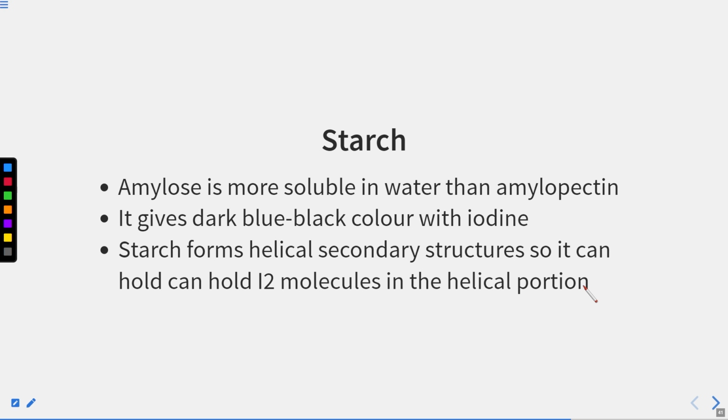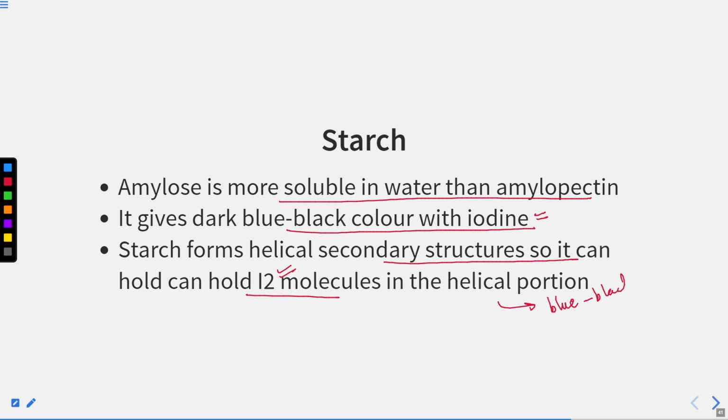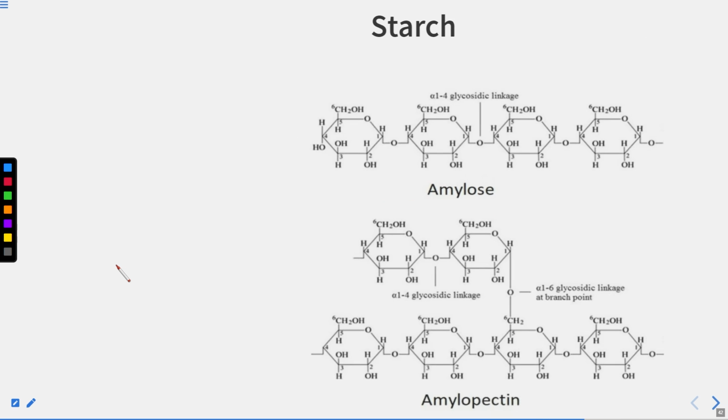Now, what is amylose? Amylose is more soluble in water than amylopectin, and it gives a dark blue-black color with iodine. Starch forms a helical secondary structure, so it can hold I2 molecules, and when it holds I2 molecules, it gives a blue-black color. This is also famously called the starch test.